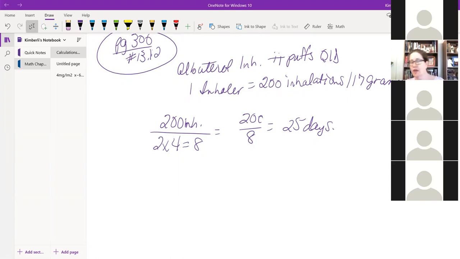Well, you can, but the insurance company might charge them 2 months worth of copays because this is one of those things that some patients only take one inhalation four times a day. Some patients only use it as needed. So one inhaler could last them months and months.